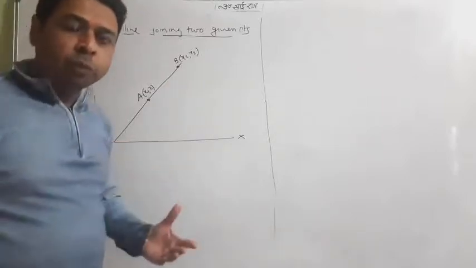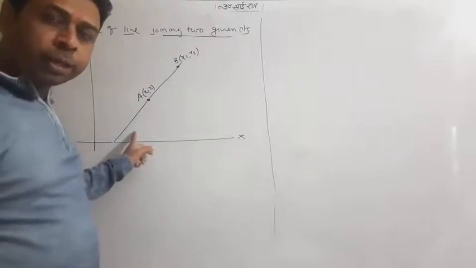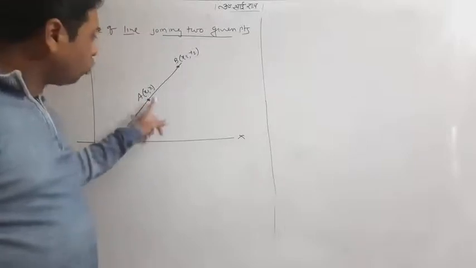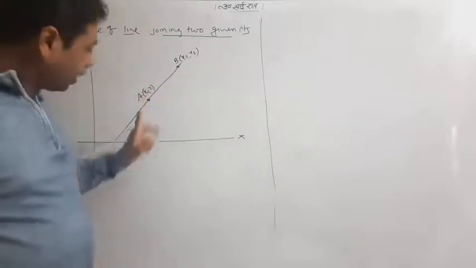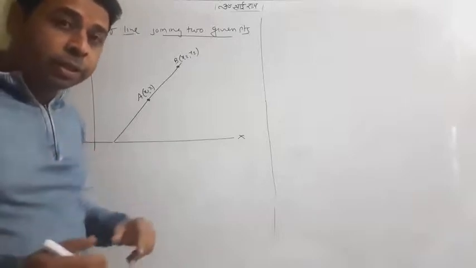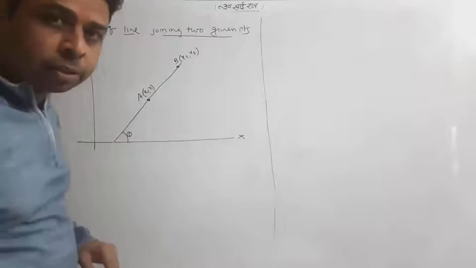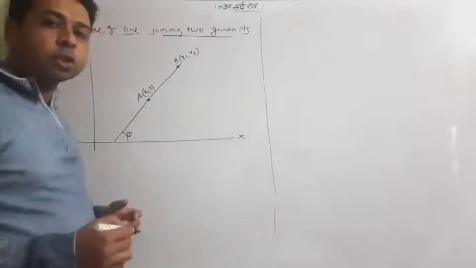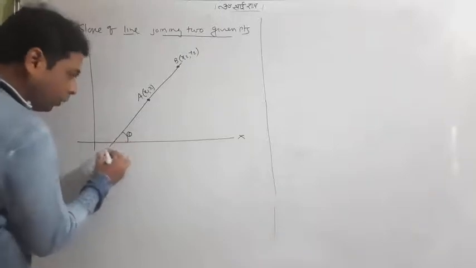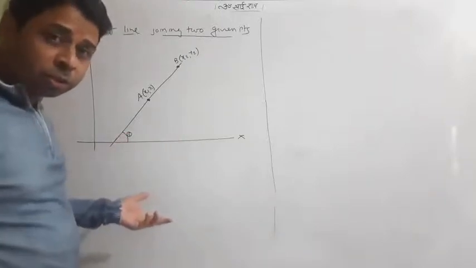You know, in the last board what we saw, when this angle was given, the slope of the line was m equal to tan theta. But in this case, 2 points are given and this angle is not given. Suppose it is theta, but it is not given. Tan theta is the slope, but theta is not given. So how can we find the slope?